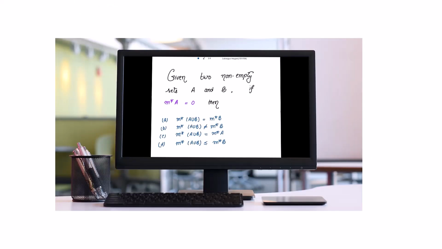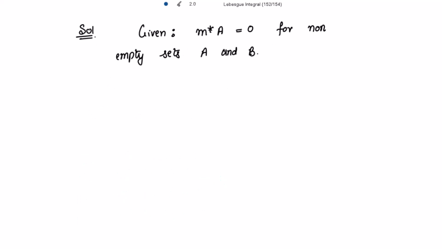Given two non-empty sets A and B, and if measure of A is 0, then we need to check which of these options are correct. So what is given to us? That measure of A is 0 for non-empty sets A and B. Now we don't know whether these sets are disjoint or not, so we need to take both these cases.